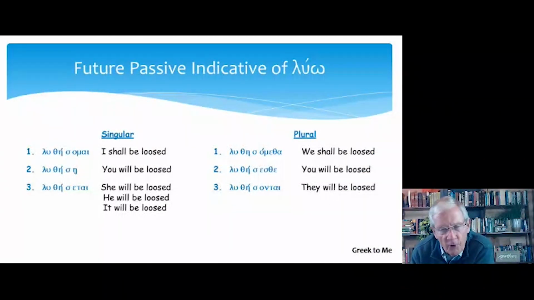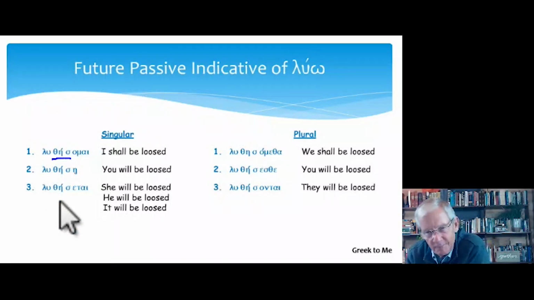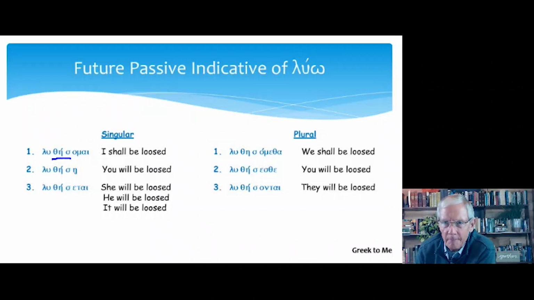All right, here are forms for the future passive indicative. Let's say these together. Luthesomai, luthese, luthesetai, luthesometha, luthesesthe, luthesontai. Now notice again in all six forms we have the theta, eta, sigma without an augment. That's your future passive. Now take a look at the endings. Omai, ese, etai, ometha, esthe, ontai. You had these endings way back in chapter 4.